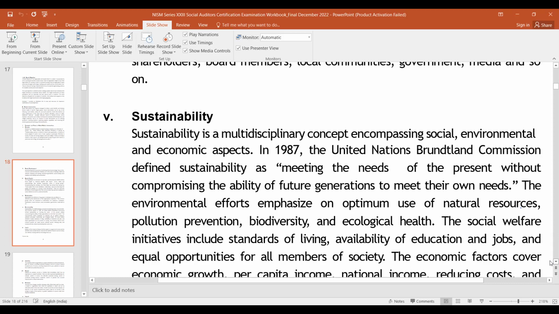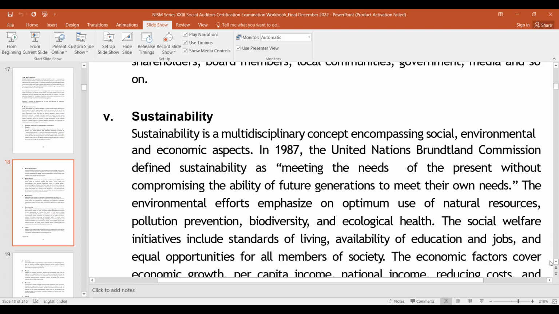We know we cannot curtail progress also. We cannot prevent progress, but you have to ensure that before you discharge your effluents into common water bodies, you have to treat them properly. So you have to install pollution control equipment. You have to install these treatment plants and things like that. So pollution prevention, biodiversity, and ecological health.